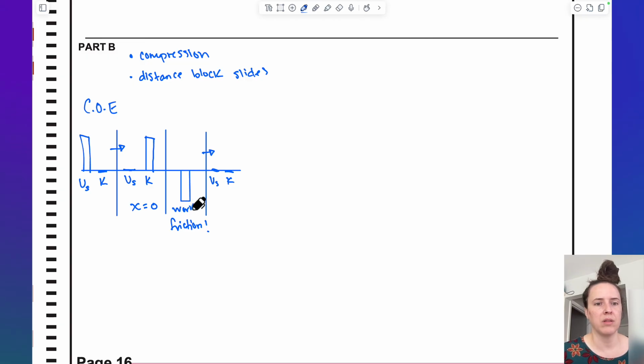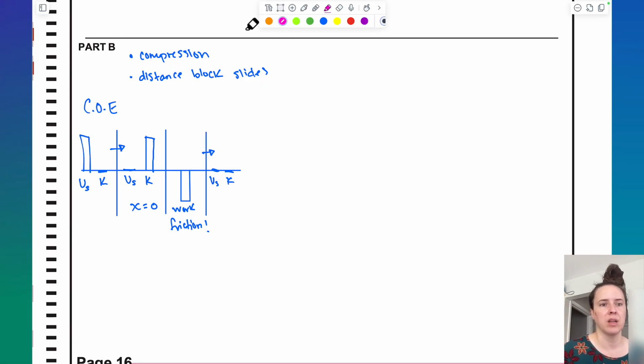So we get some work done by friction. Okay. Now, I don't care about how fast the block is going at the end of this journey through the springy time. So I'm going to chop out that intermediate step and I'm going to do my conservation of energy this way. So I start with some spring potential energy, which goes like 1/2 K compression distance.